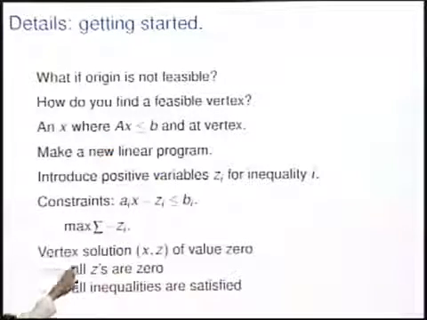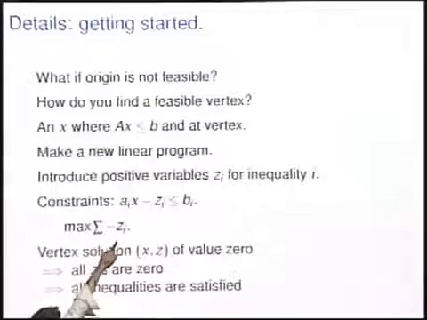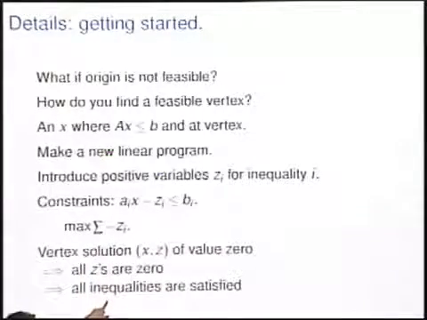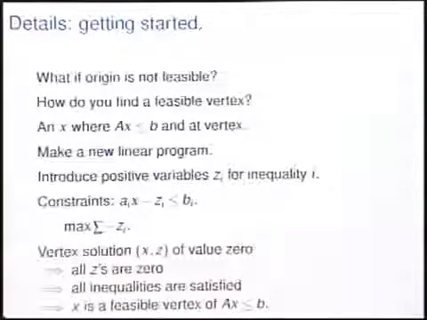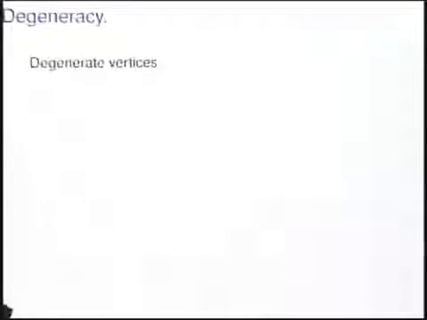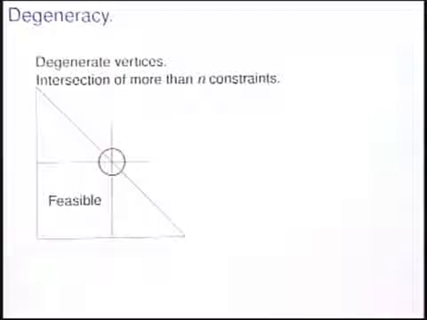Okay, so when there is a vertex solution, all these zi's are 0. If this value is 0, it means none of the inequalities are violated. So all the inequalities are satisfied, and x is a feasible vertex of Ax less than or equal to b. Okay? Okay, so there's another problem.